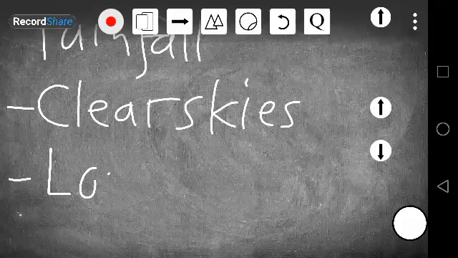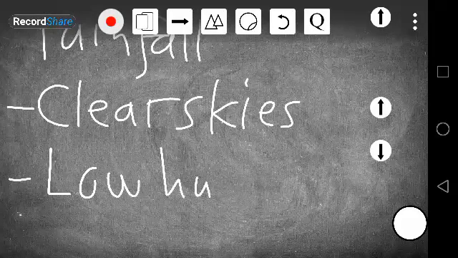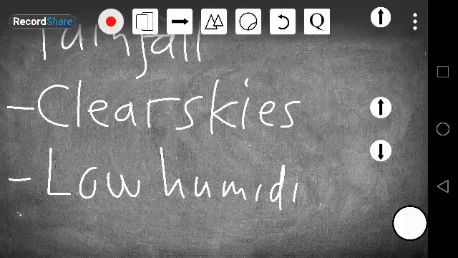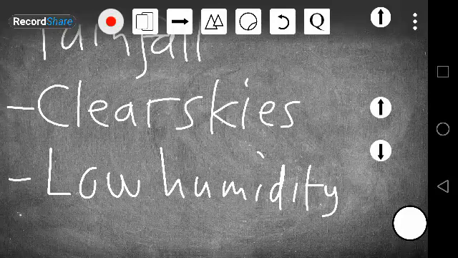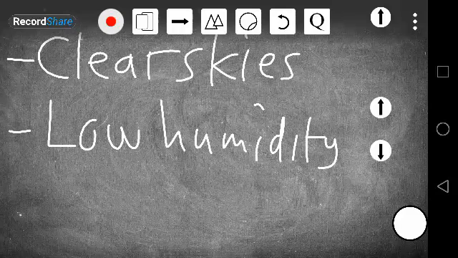Another thing is that there is low humidity, or the amount of dampness in the atmosphere, or the amount of moisture is very low, like what I was explaining.